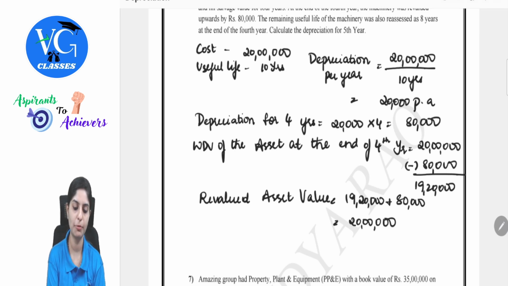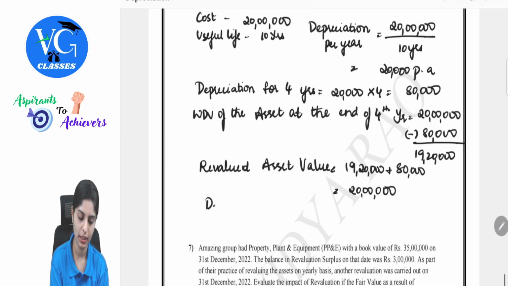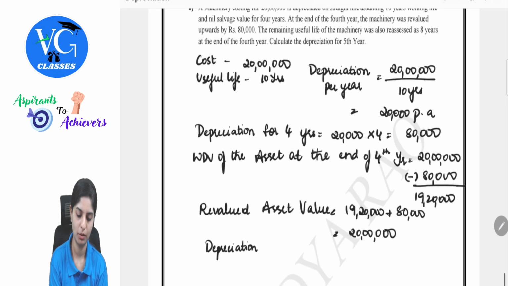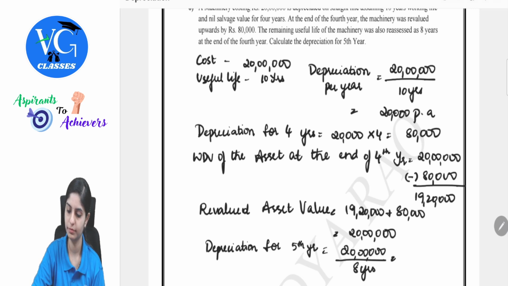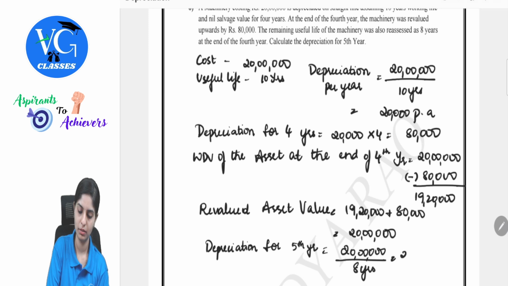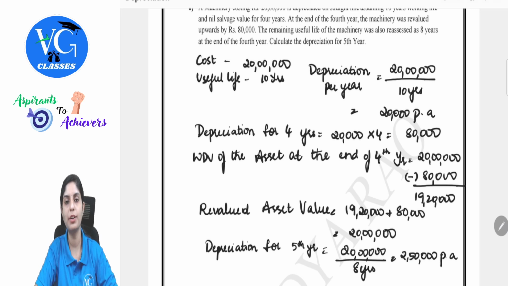The remaining useful life of the machinery was also reassessed as 8 years. So depreciation for fifth year will be 20 lakh divided by 8 years. That is 2 lakh 50,000 per annum. So this includes both upward revaluation and revision in the useful life of the asset.